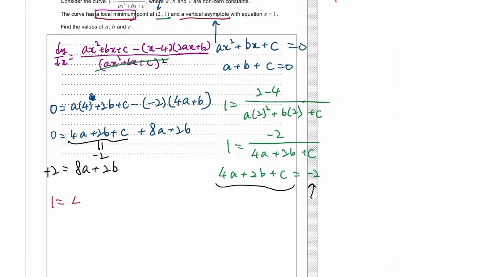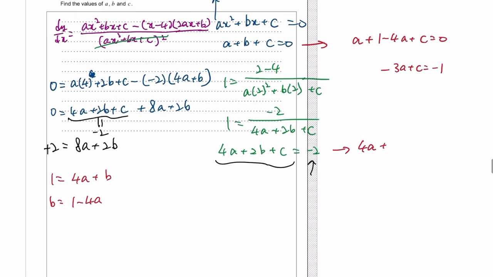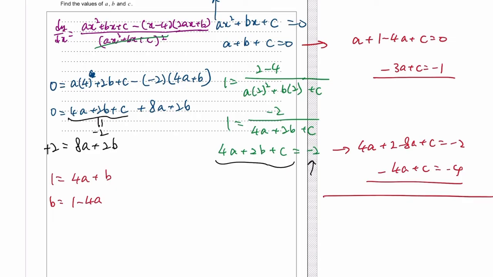So this is 4a plus b. So b is really 1 minus 4a. So this equation becomes a plus 1 minus 4a plus c equal to 0. So minus 3a plus c is minus 1. While this equation becomes 4a plus 2 minus 8a plus c equal to negative 2. So minus 4a plus c is negative 4. So if you do this minus this, we have a being 3.